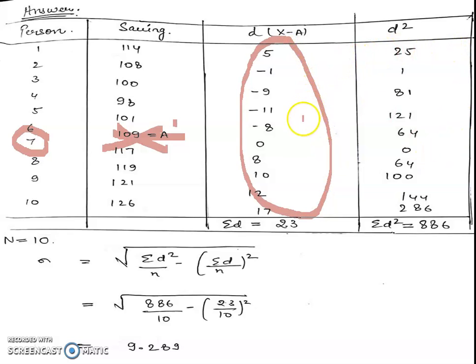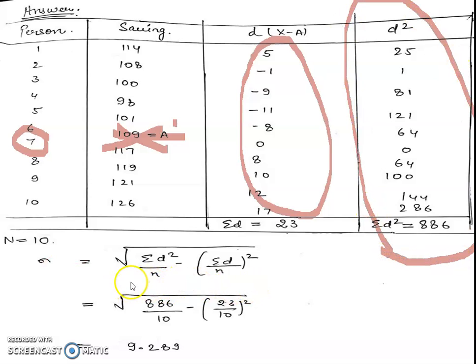Next we have to take d square. The derivation is: d square means 5 square 25, 1 square 1, 9 square 81, 11 square 121, 8 square 64, 0, 8 square 64, 10 square 100, 12 square 144, 17 square 286. We need the total of these.